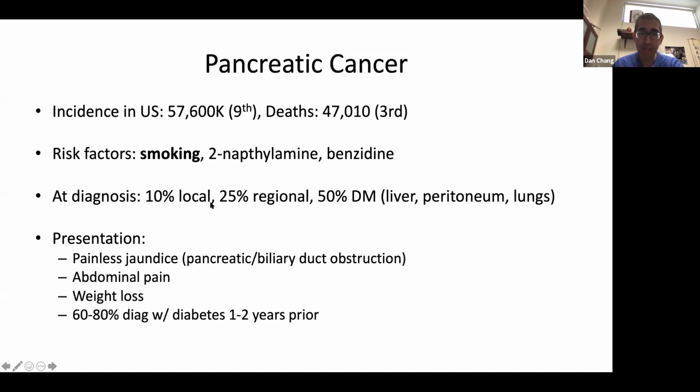What makes it so deadly is that while it is a local regional problem, the biggest component by far of spread is going to be distant. And once it becomes distant, of course, these patients are considered incurable. So we mentioned that the most common presenting symptoms would be things like painless jaundice, although pain actually comes quite often at presentation.